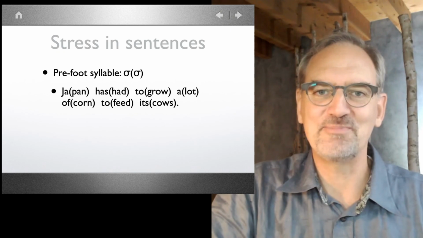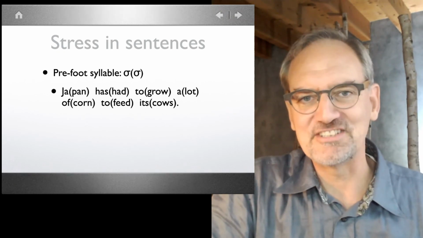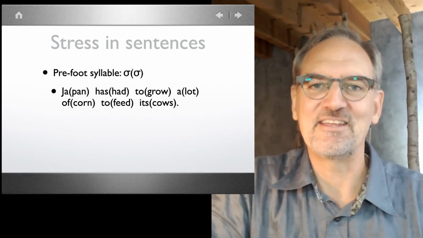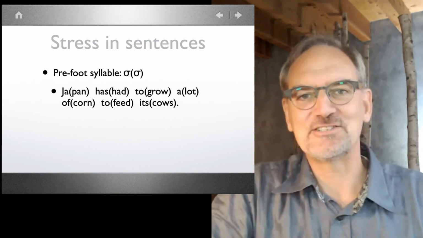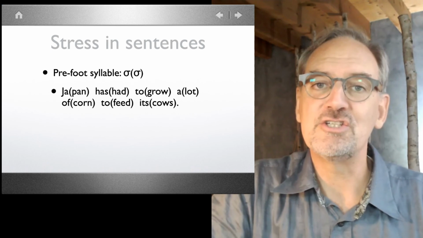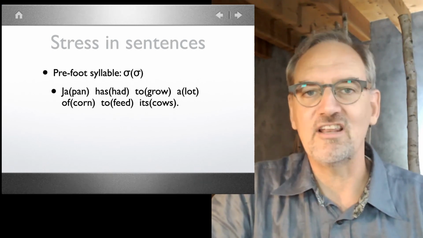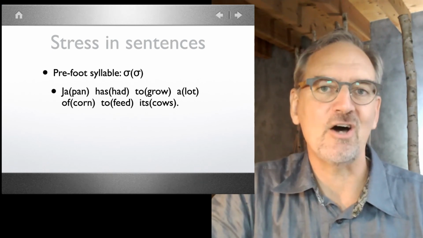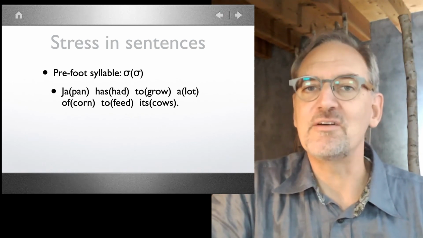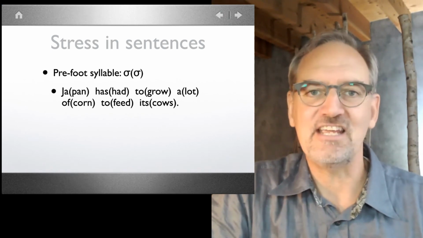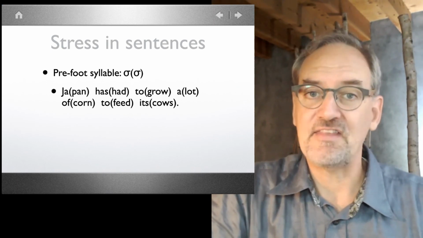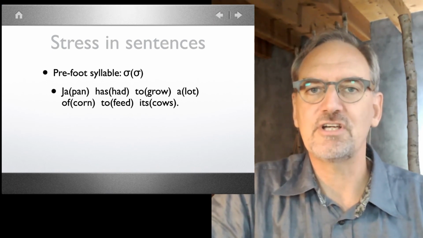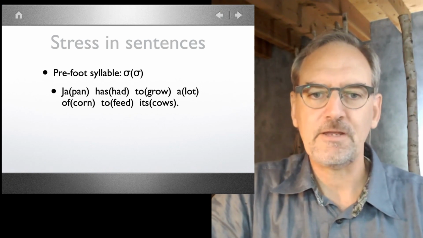It's a kind of strange sentence, but I'm focusing on the pronunciation, the rhythm, not so much on the meaning. But Japan has had to grow a lot of corn to feed its cows, has a very different rhythm pattern from Annie Stevens teaches very happy children. And that's because of how the syllables are grouped into feet.